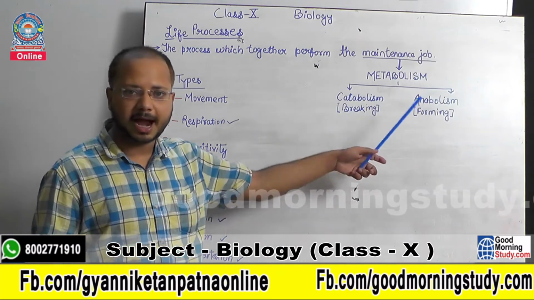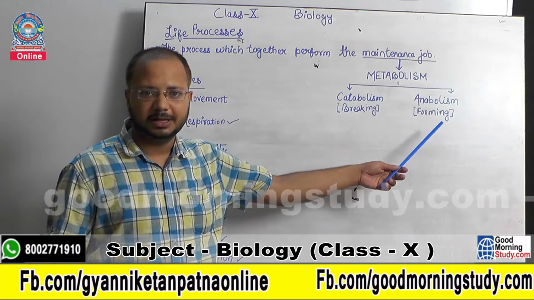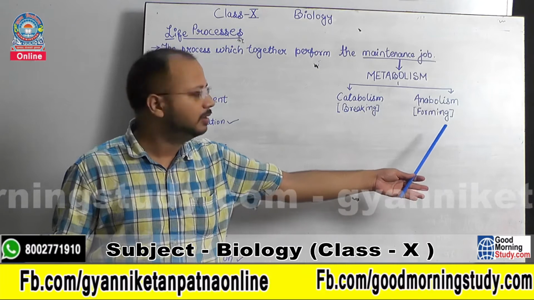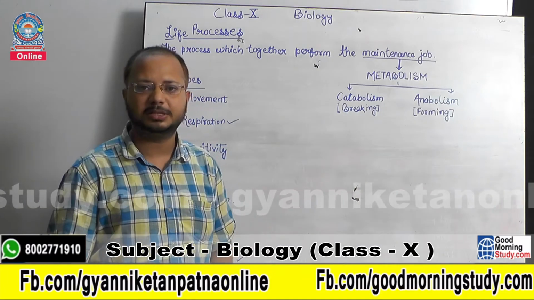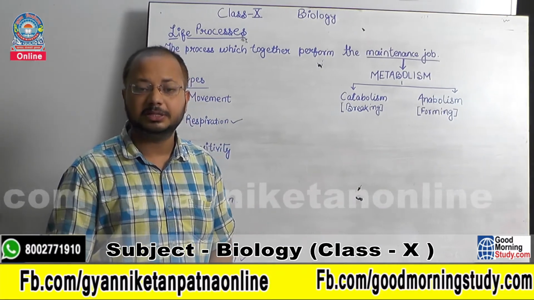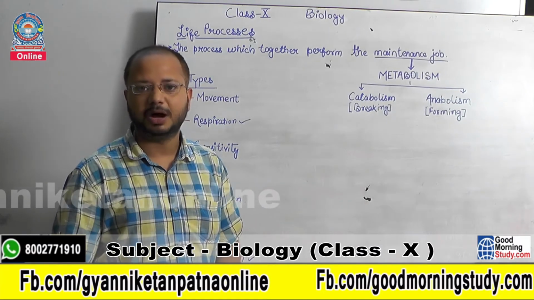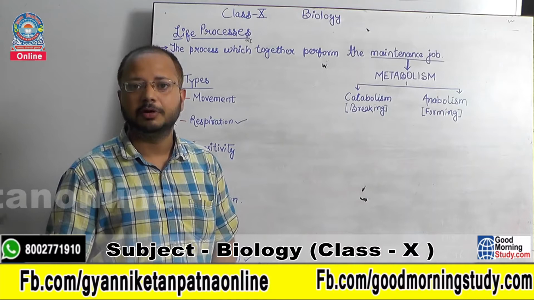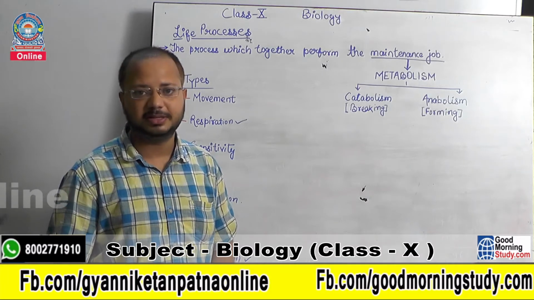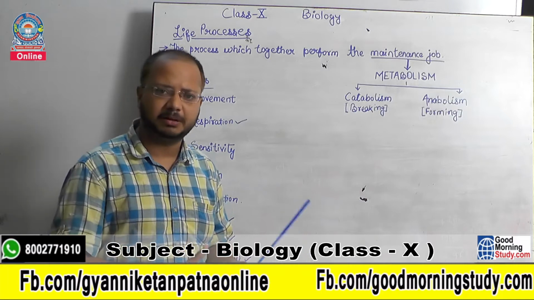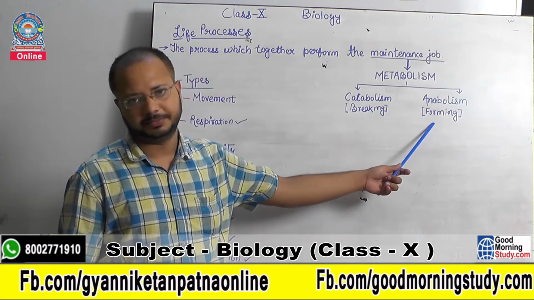And on the other hand, what is anabolism? It is just the opposite of catabolism. What do we mean by anabolism? Anabolism means forming of any substance, like birth of new RBC, formation of proteins from amino acids, formation of DNA. These all can become examples of anabolism.